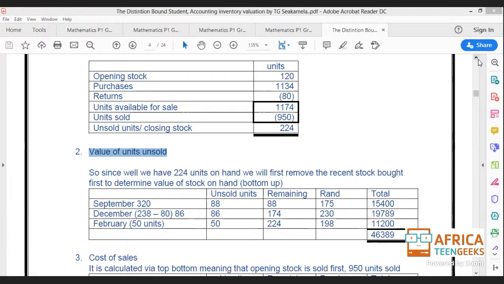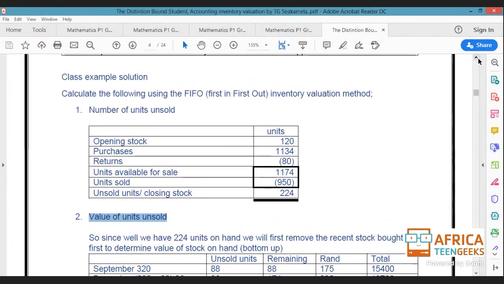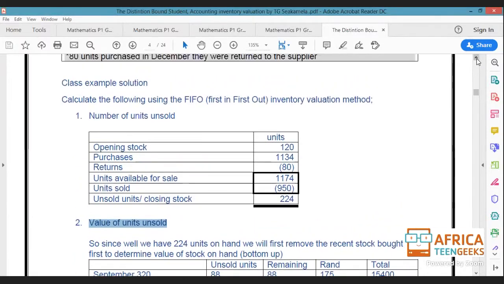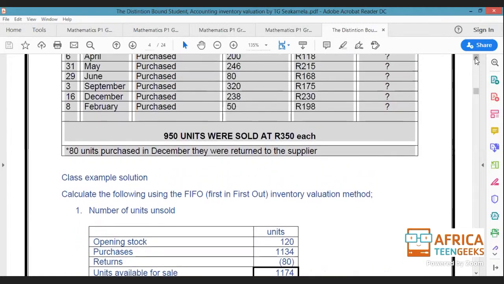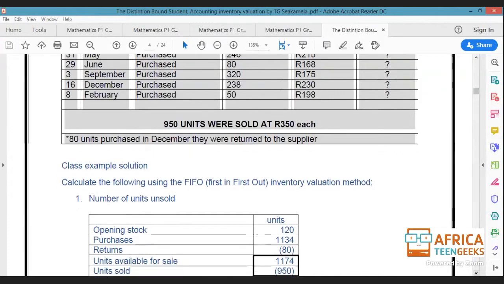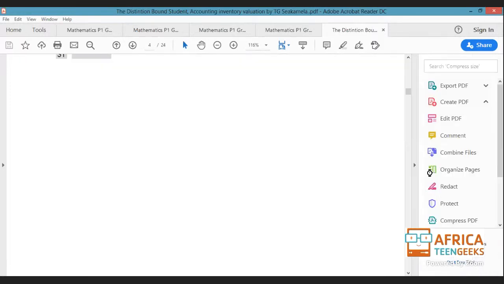So let's go back to our table. If you look at our table here, we've got 50, we've got 238, and we've got 320, right? We've got those numbers.